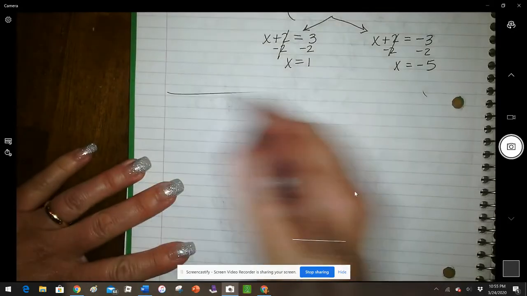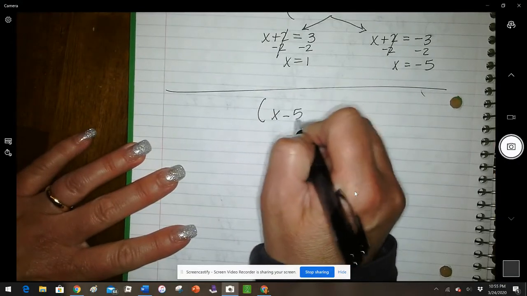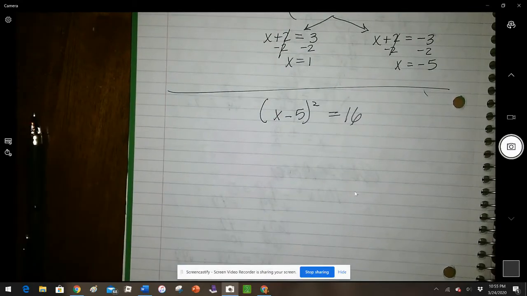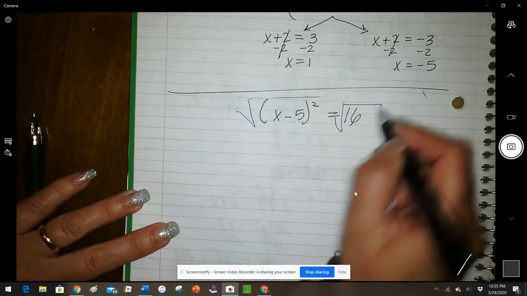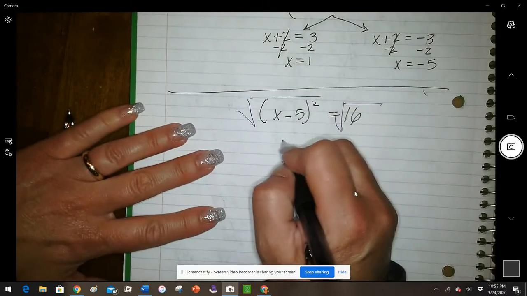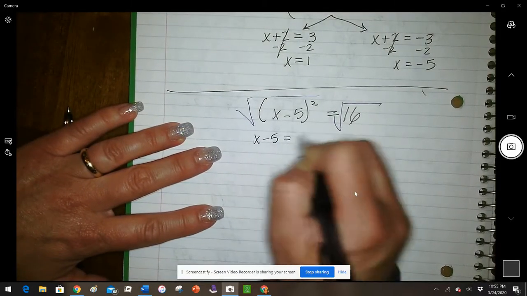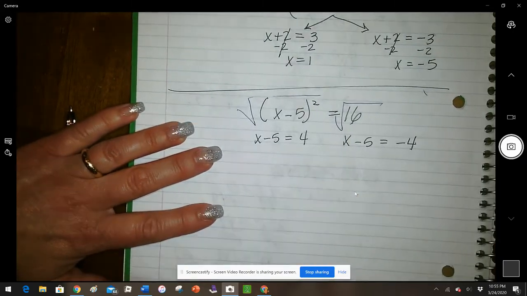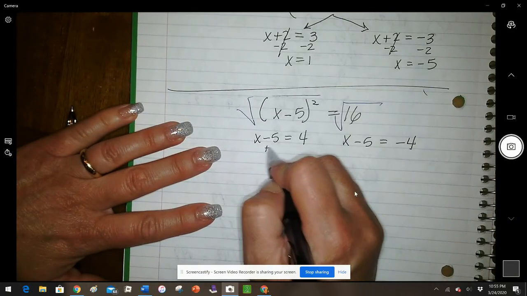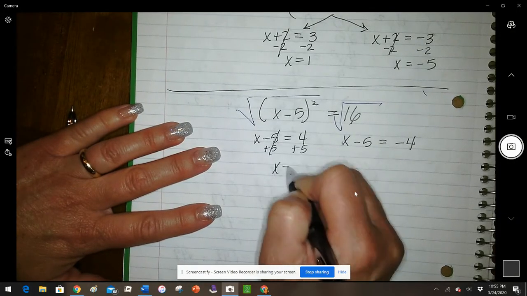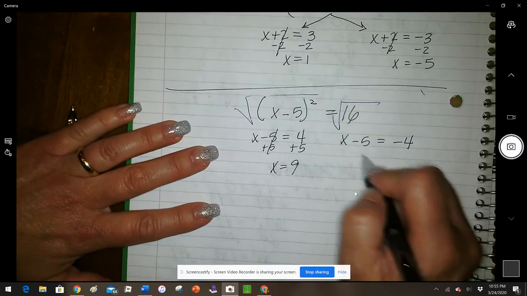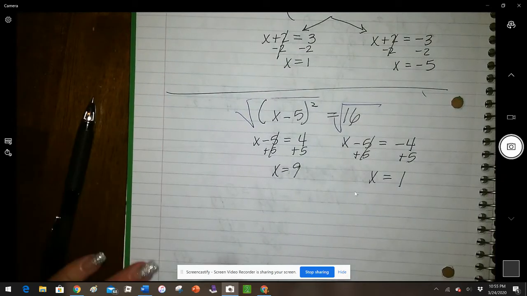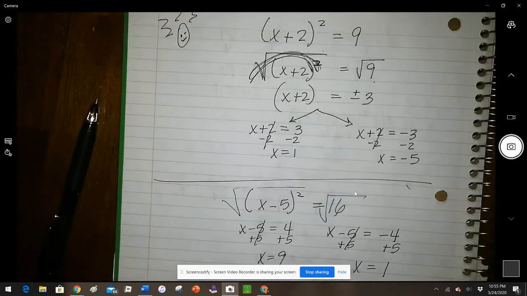Okay, let's do that one again, because that's a little bit hairy. x minus 5 squared equals 16. So what I'm going to do is go ahead and square root both sides. And I'm going to get x minus 5 equals positive 4, and x minus 5 equals negative 4. We're just going to add 5 to both sides over here and get an answer of 9. I'm going to add 5 to both sides over here and get an answer of 1. Okay? So that's how those kind work out.